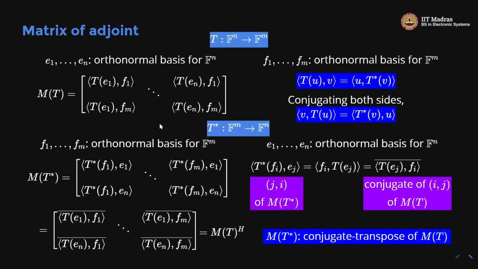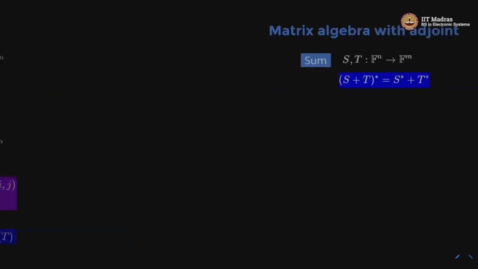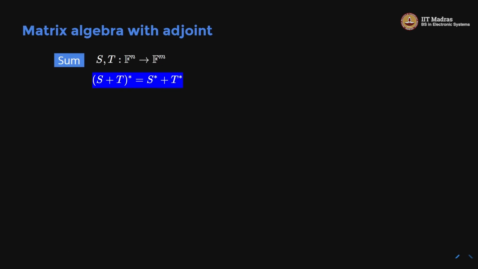So now we know how to do adjoint, how to do the matrix for adjoint. Now it turns out, with matrices you can do a lot of algebra. You can add matrices, you can multiply matrices, you can do a lot of interesting things like that. You can also do it with adjoint. Adjoint is nothing but another operator, so you can do all those things, and all those operations are related to the original ones also. So here is the sum property. All these things can be proved.